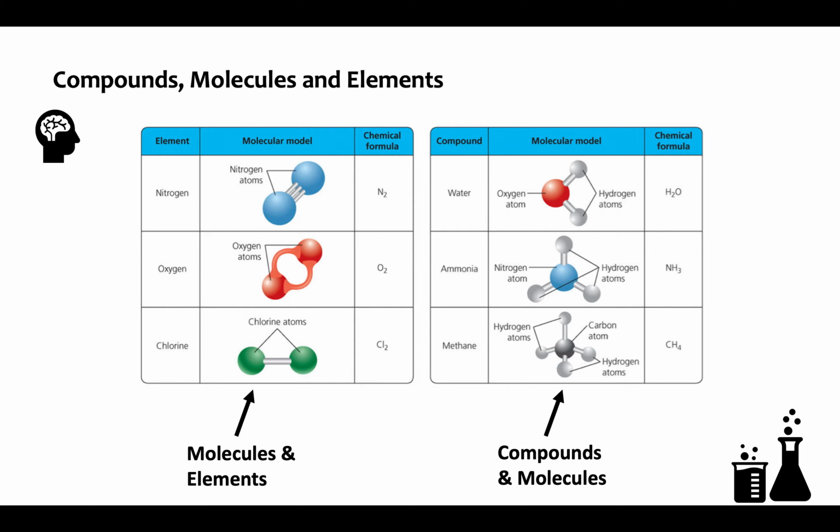And what we have on the right are compounds because they contain more than one type of atom, so therefore that makes them compounds. But these compounds are also special because they are also molecules because they have more than one atom bonded together by covalent bonds. So they are compounds and molecules on the right. Okay, so hopefully you can see the differences there.